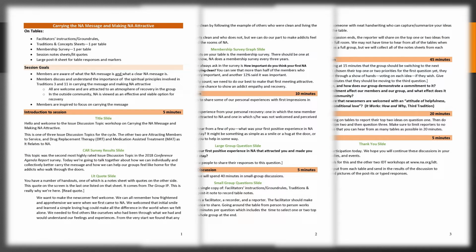And ta-da, we just facilitated a fully interactive workshop, and in this case, an issue discussion workshop, using a session profile that you can find on NA.Org/IDT. It's really not that complicated. It can seem daunting, it can seem intimidating, but it's not that complicated once you get down into it and just do it.